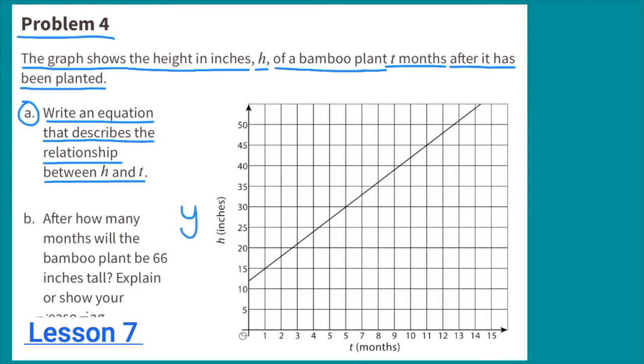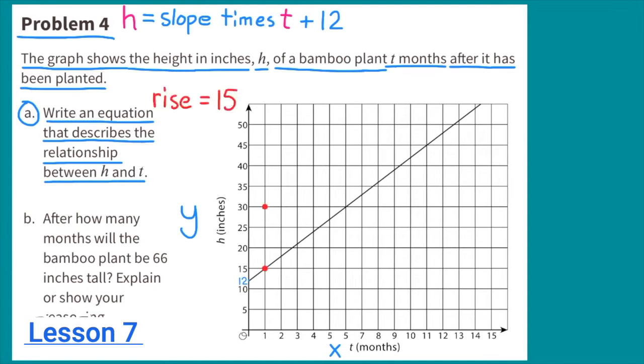The vertical axis h is like the y-axis, and the horizontal axis t is like the x-axis. When we write the equation y equals the slope times x plus the y-intercept, we can substitute the y and the x with the h and the t. Now it reads h equals slope times t plus y-intercept. And the y-intercept is 12. So the equation would read h equals slope times t plus 12.